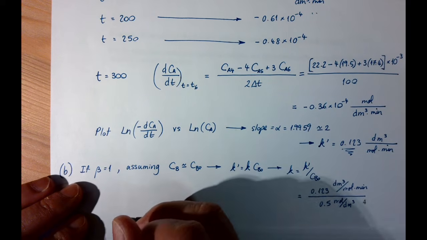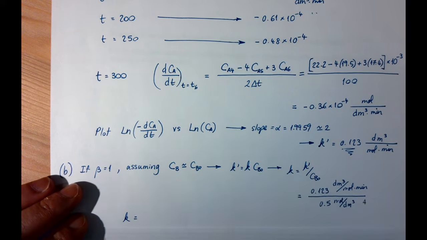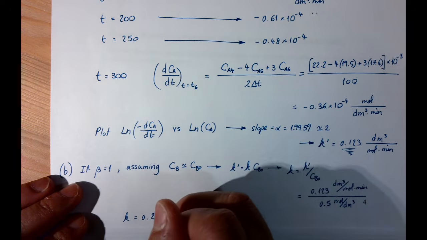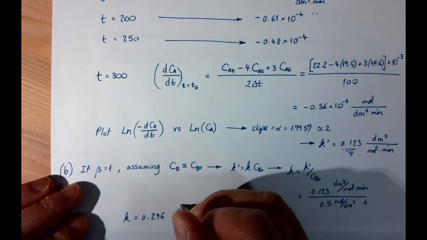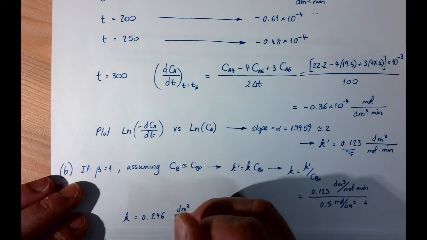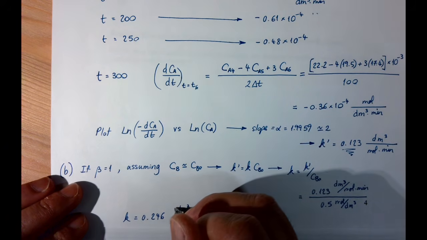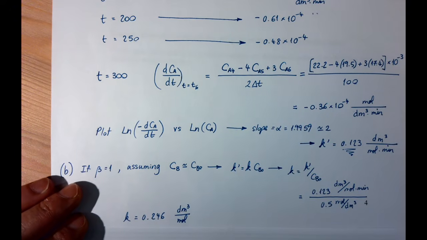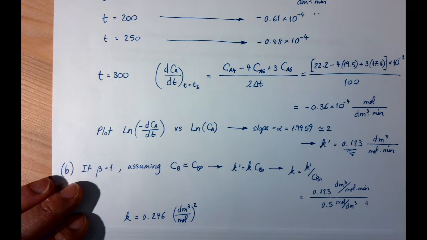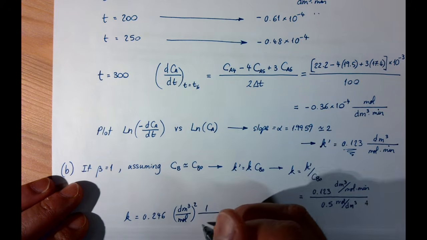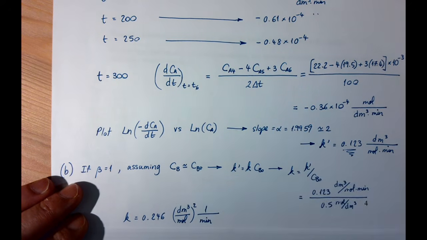I'm going to write it here. K is going to be equal to 0.246. And the units are going to be cubic decimeters per mole squared times 1/minutes.